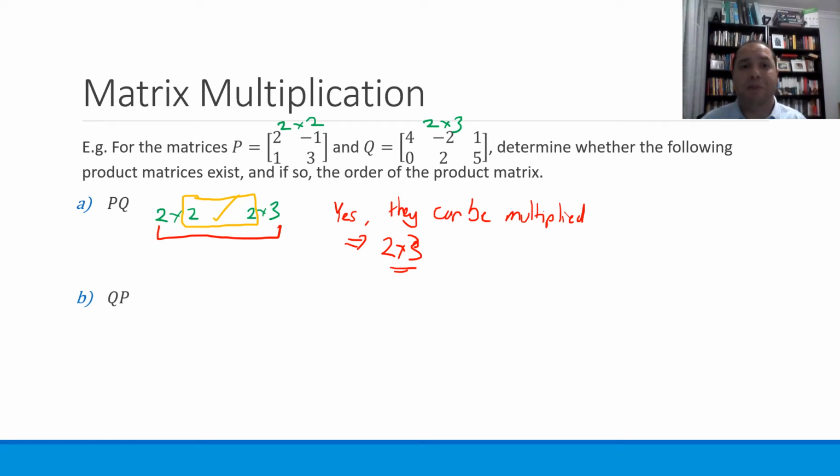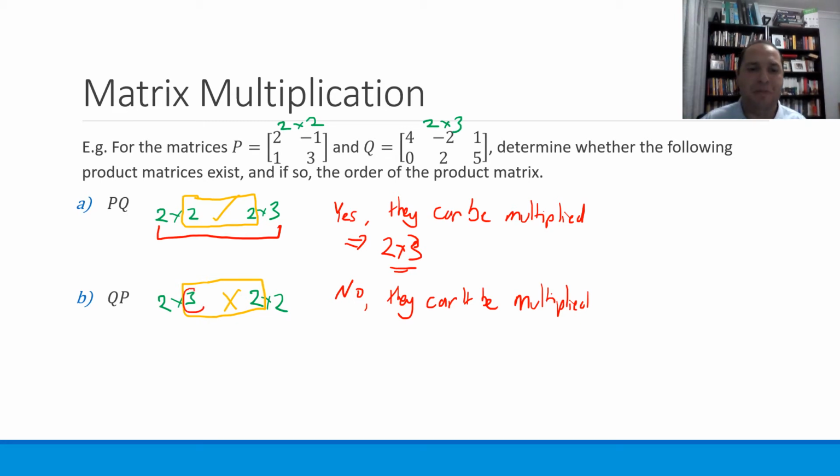Now what about QP? For QP, Q is a 2 by 3 matrix, and P, we've said, is a 2 by 2 matrix. Looking at those terms in the middle, they are not the same. So we can say, no, they can't be multiplied, because the number of columns in the first matrix is not the same as the number of rows in the second.